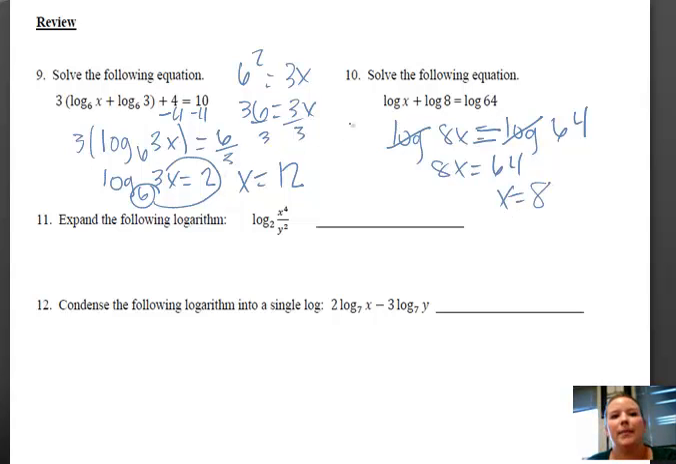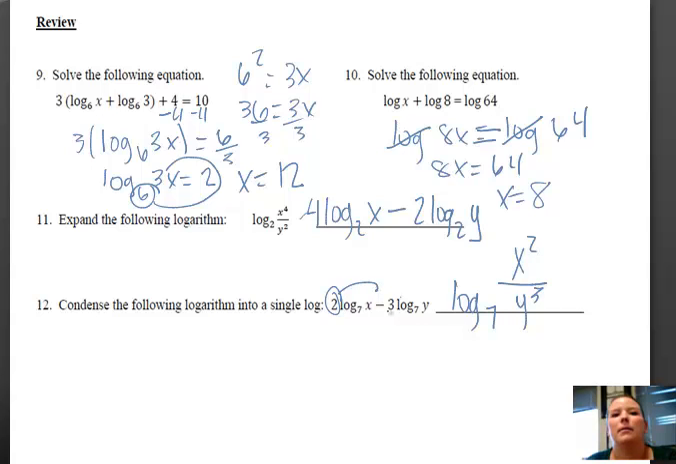Okay, the next two you're just expanding or condensing. So you're going to have 4 log base 2x as division, so minus 2 log base 2y. Okay, same for condensing. It's subtraction, so it's division. So log base 7 of x squared over y cubed. So remember, these numbers come back to being exponents. Okay?